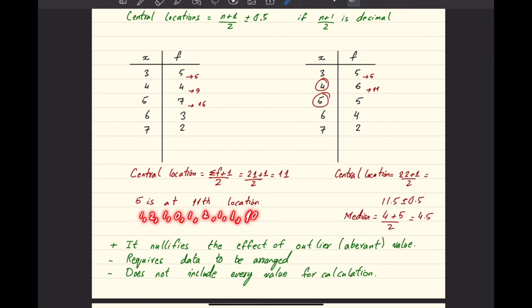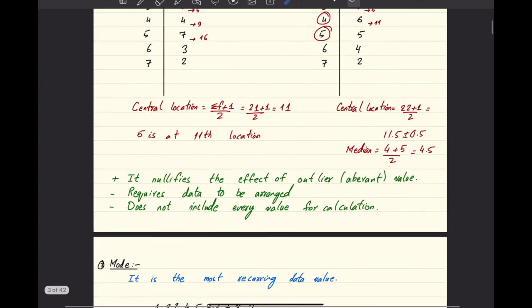So in such a situation, I would not want to calculate mean as my measure of central tendency. I would want to calculate median, because once I arrange the data, 10 being an outlier value would lie at the upper tail and would not affect my calculation of median. And that would be a better representation of the central tendency. It's a little hectic process because it requires data to be arranged and it does not involve every value in the calculation. So these two are the disadvantages of calculation of median.